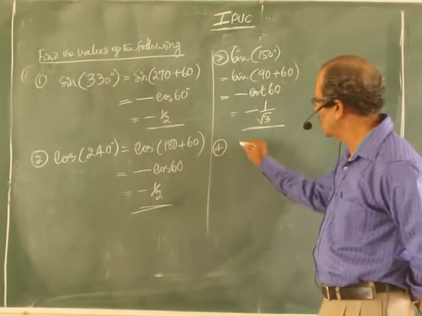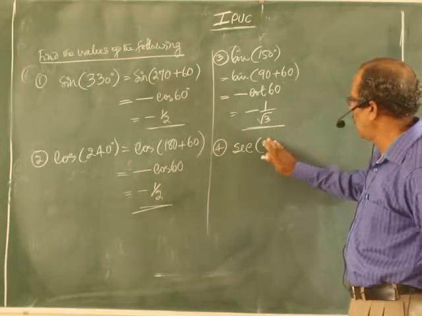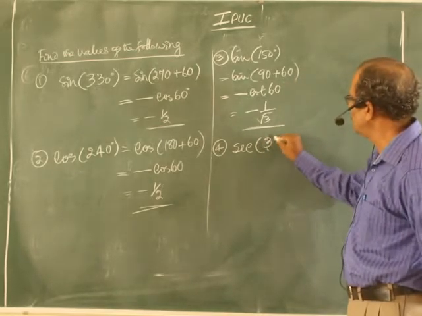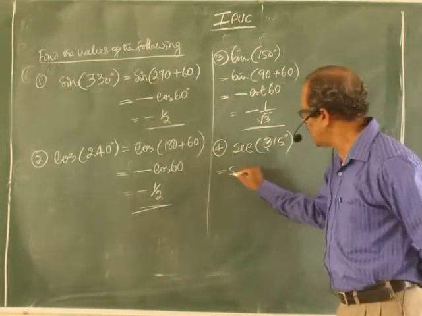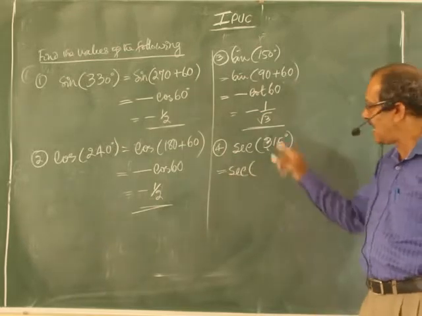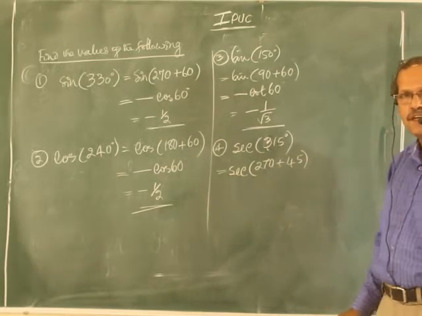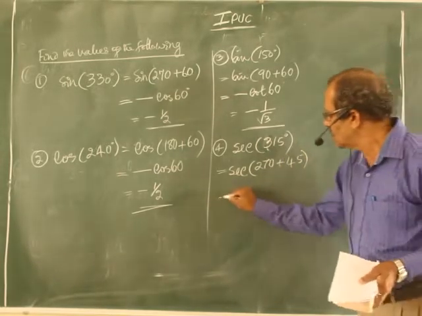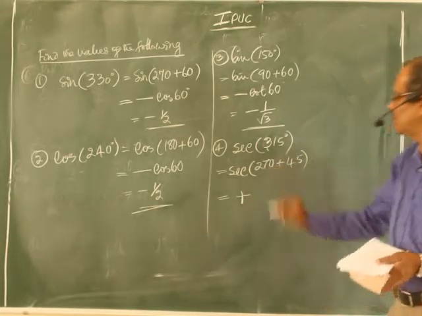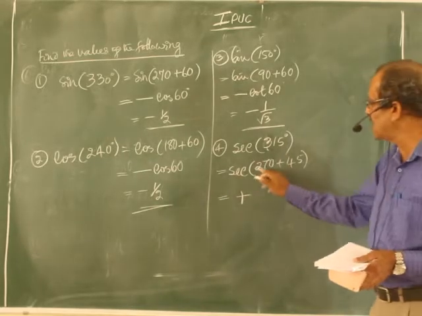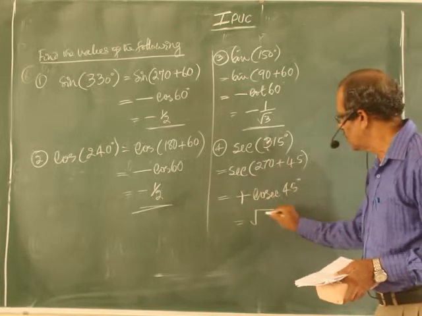Fourth one. Secant of 315. Okay. 315. Secant of standard form 270 plus 45. Quadrant number fourth, secant positive. But secant changes to cosecant. Answer is root 2.